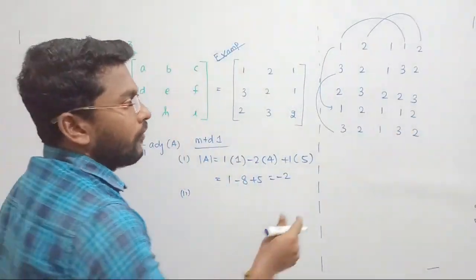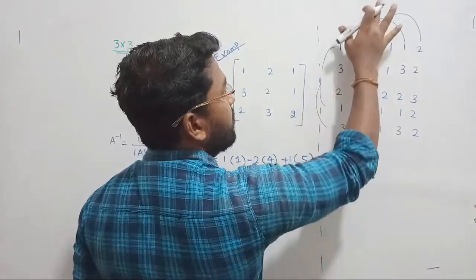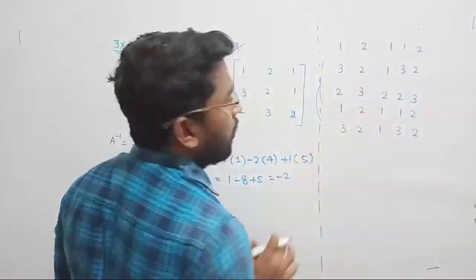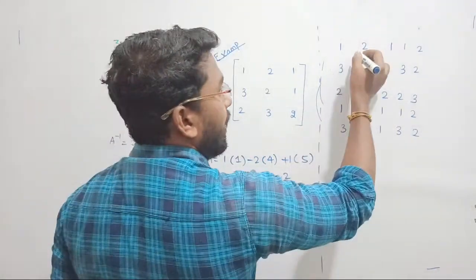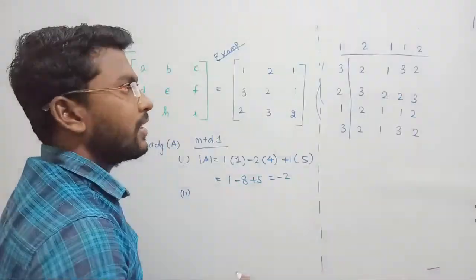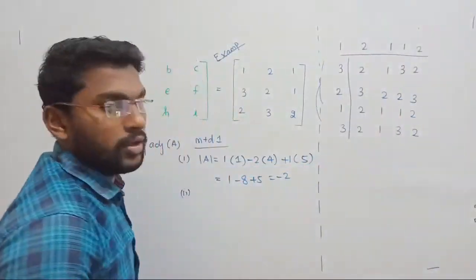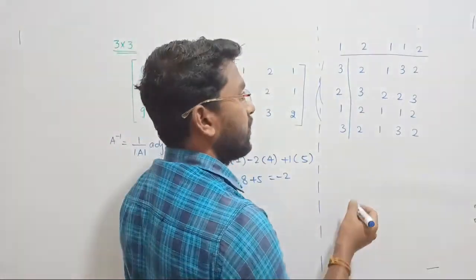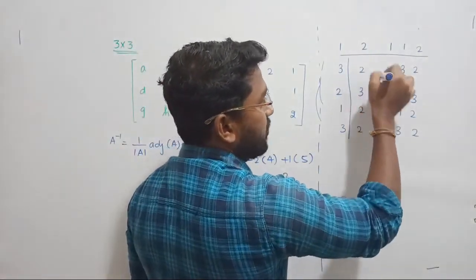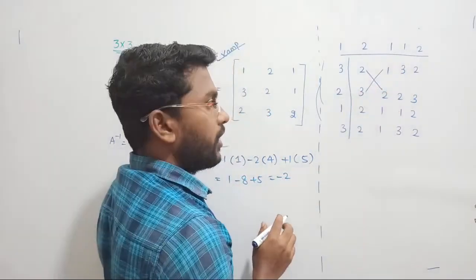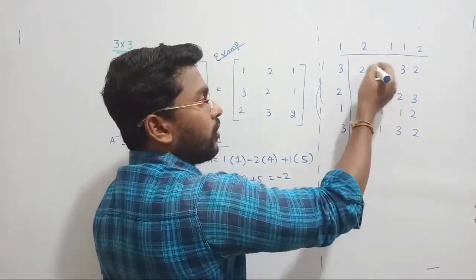Clear? So after repeating this, now let's see how to find the inverse for this 3 cross 3 matrix. After writing all this, neglect the first row and first column. Clear? Neglect the first row and first column. Then you can find a new matrix. Now what are you going to do with this new matrix? First select the first sub-square matrix, a 2 cross 2 matrix.